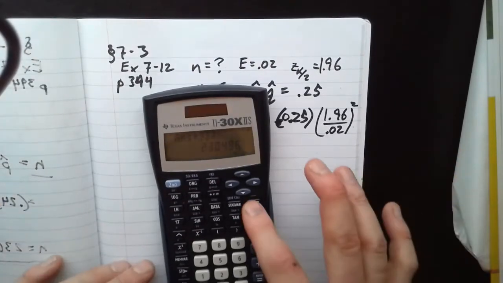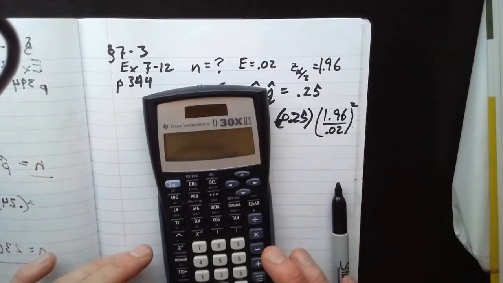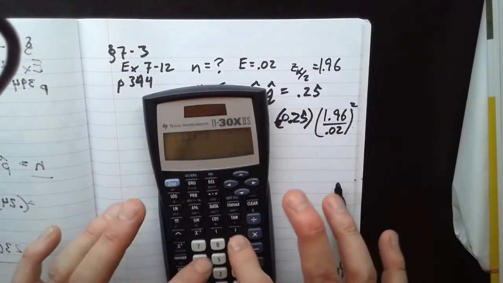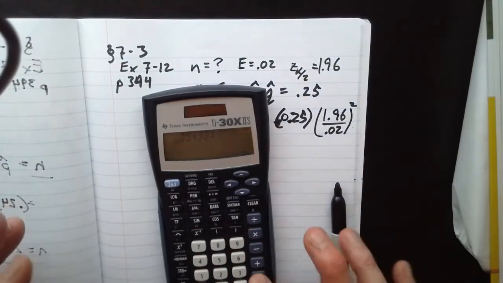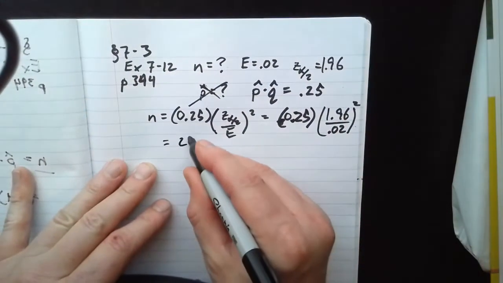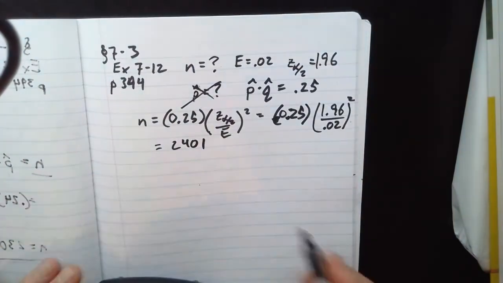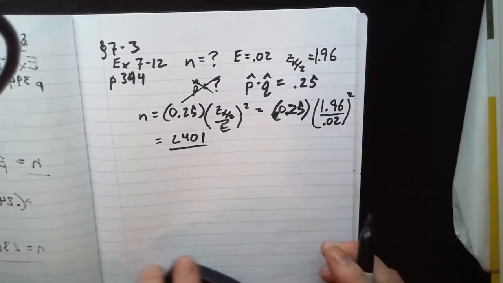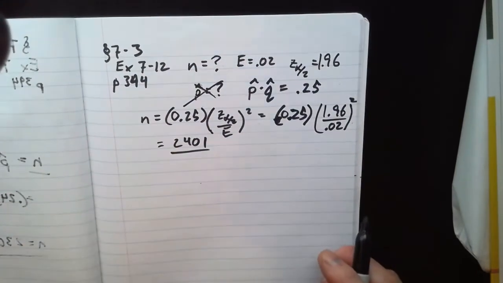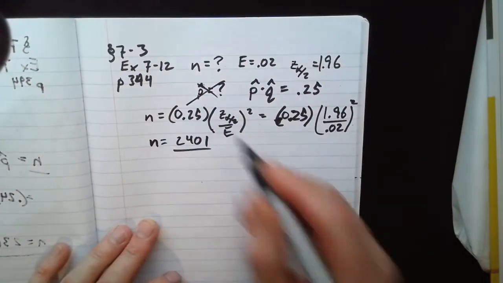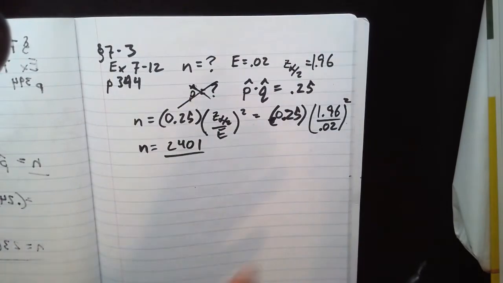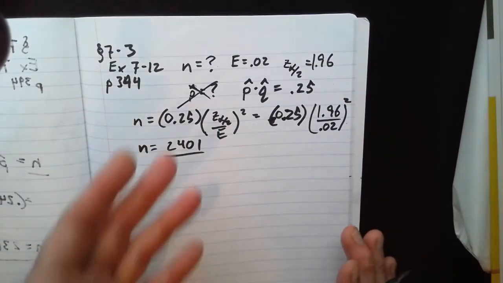All right, so we're going to do 0.25 times the rest of that, and we get 2401 exact. So no need to bump that one up. It's not a decimal value, and it's just going to be equal to 2,401. So that's our minimum sample size, assuming that we don't know anything about p.